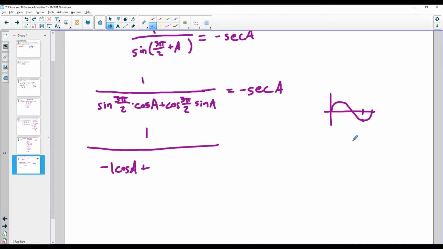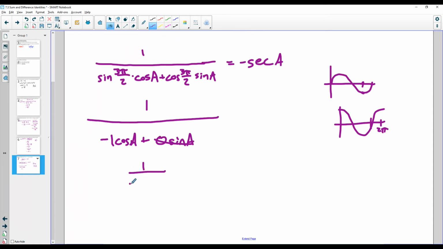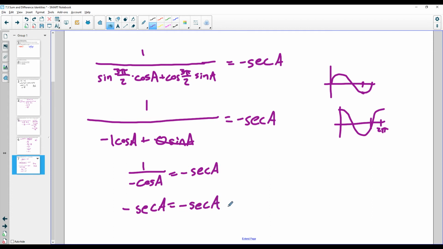and then plus cosine of 3 pi halves. If that's 2 pi, this is 3 pi halves, so 0 times the sine of a. So really, that goes away, and we have 1 over negative cosine of a equals negative secant of a. Oh, and hey, look at that. If we change cosine back into secant, we get negative secant of a equals negative secant of a. And that checks out. So we verified that identity.